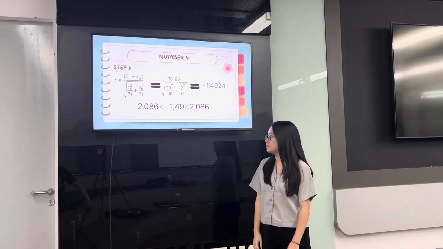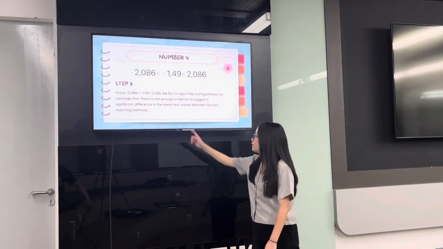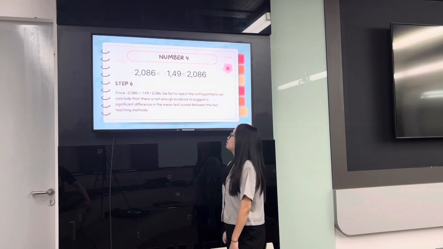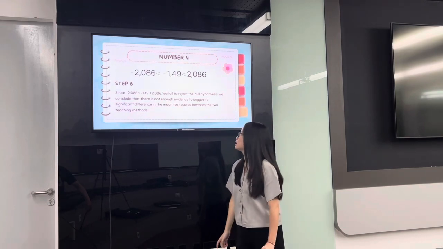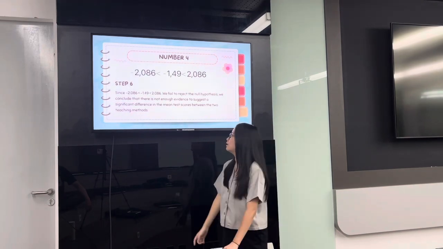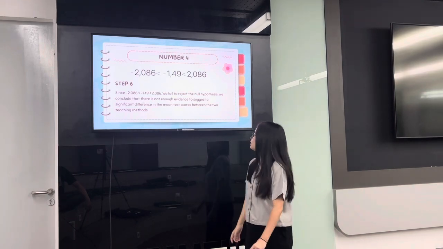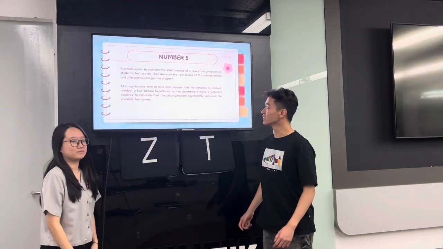So step 6 is we fail to reject the null hypothesis. We conclude that there is not enough evidence to suggest a significant difference in the mean test scores between the two teaching methods. Again, number 5.